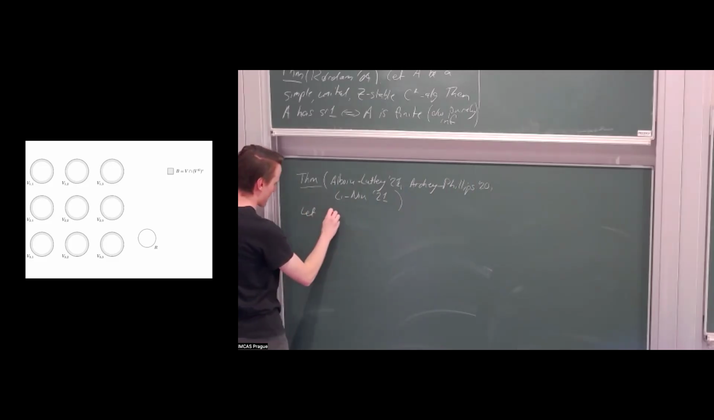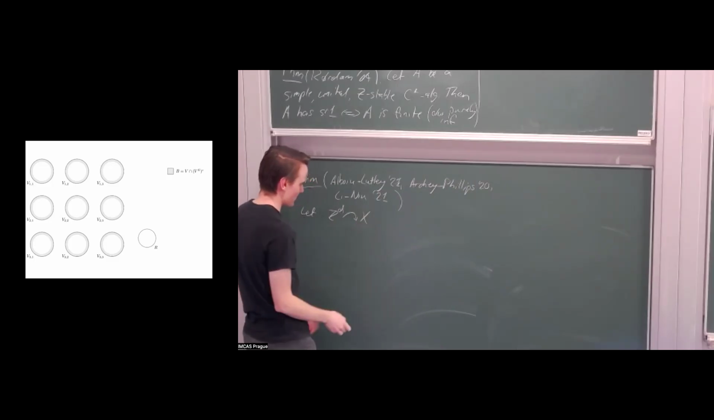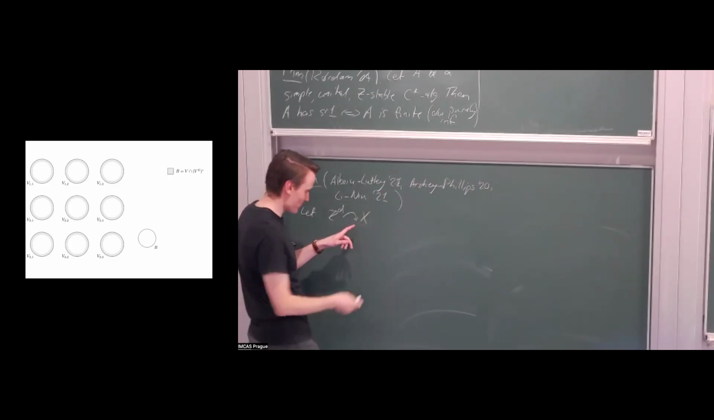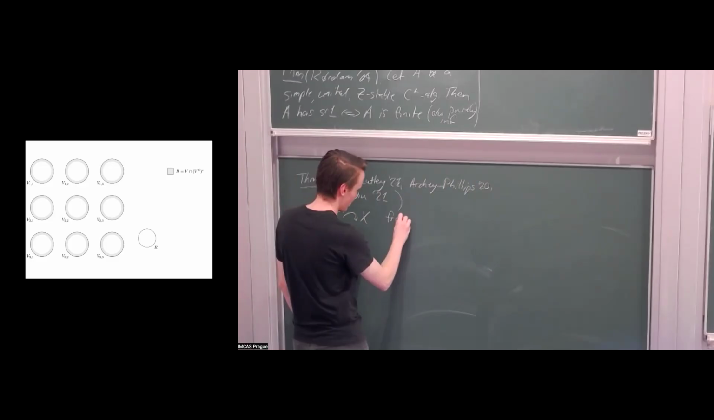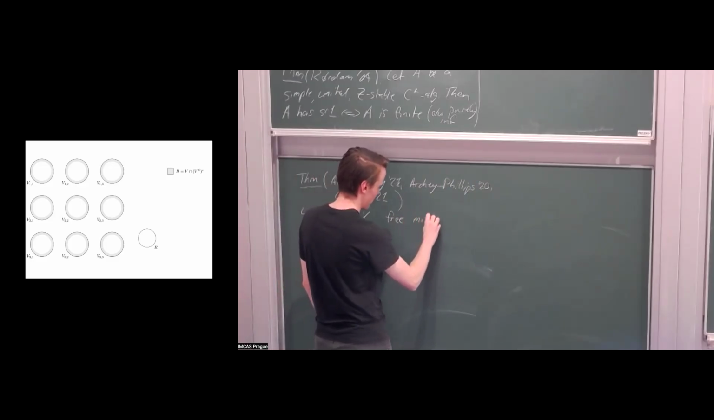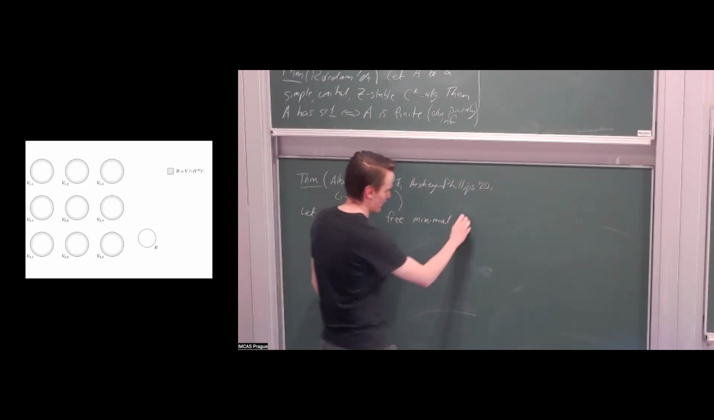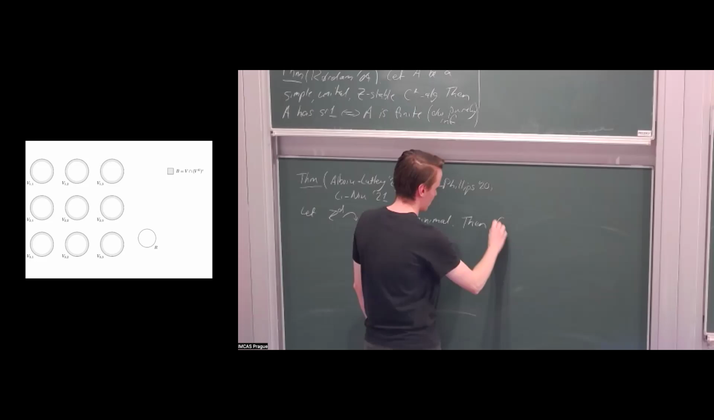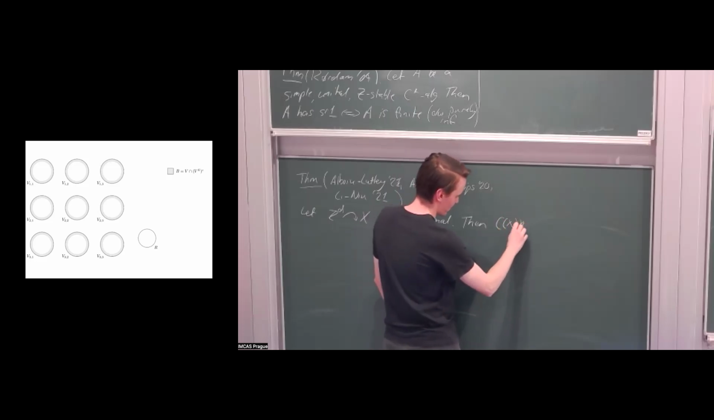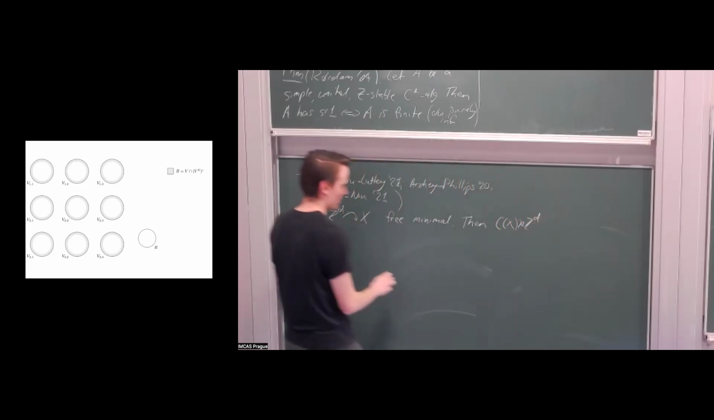Let, say, Z to the D act on a compact metrizable space, free and minimal. Then the associated cross product has stable rank 1.